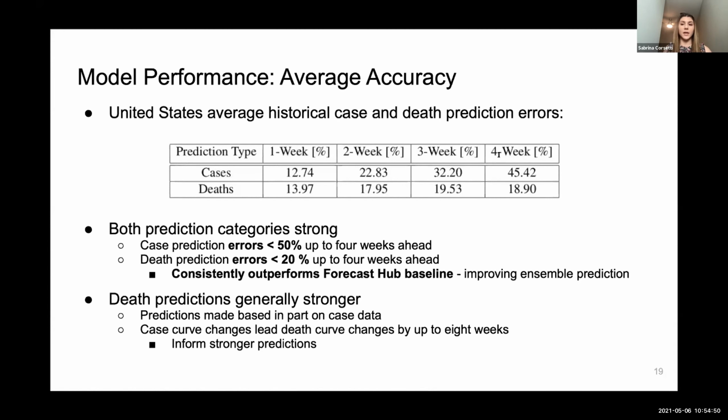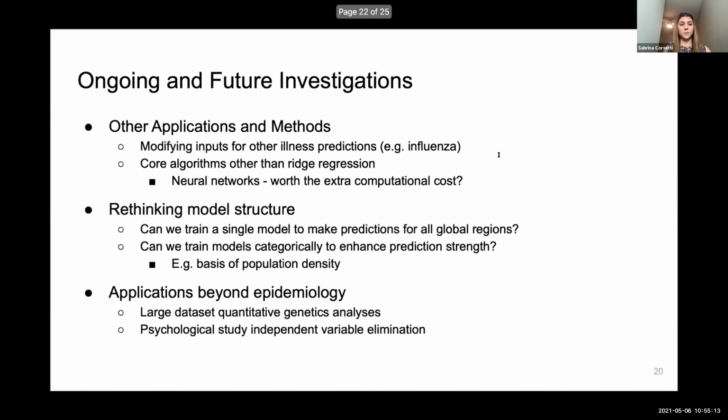In addition, we find that our death predictions are generally stronger than our case predictions, and this is because our death predictions are made in part based on case data. And since COVID-19 symptoms take time to progress, we tend to see the case curve lead changes in the death curve by up to about 8 weeks. So by using case curves to inform our death predictions, we can end up getting stronger predictions.